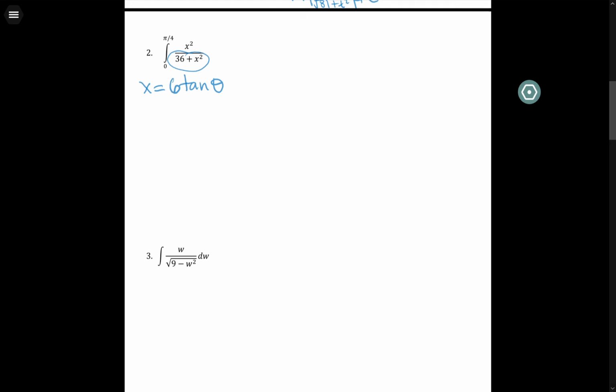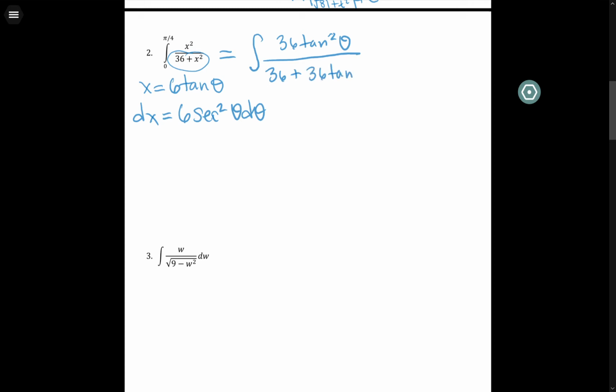Do not forget to figure out your dx. So the derivative of tangent is a secant squared, so that's going to show up as well. So what I've got right now is x squared, so 36 tangent squared theta over 36 plus 36 tangent squared theta times 6 secant squared theta d theta.